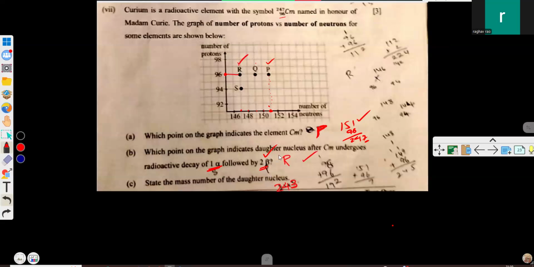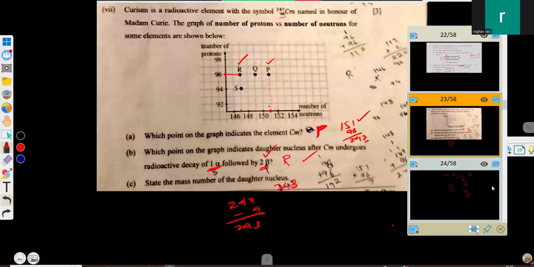State the mass number of the daughter nucleus. We have 247 minus 4, which is 243. So that is the mass number of the daughter nucleus.